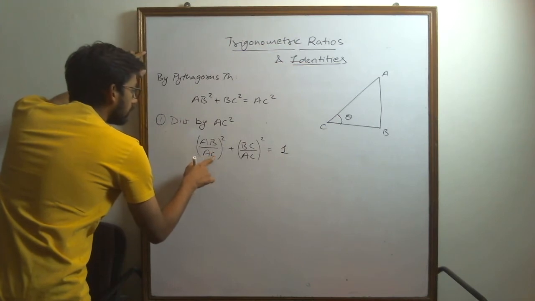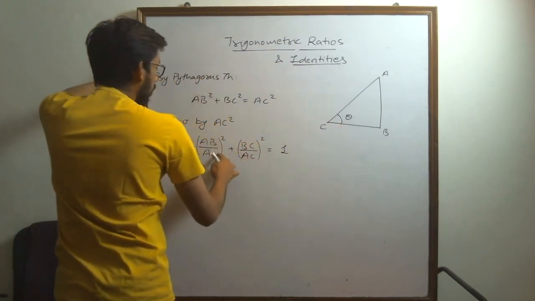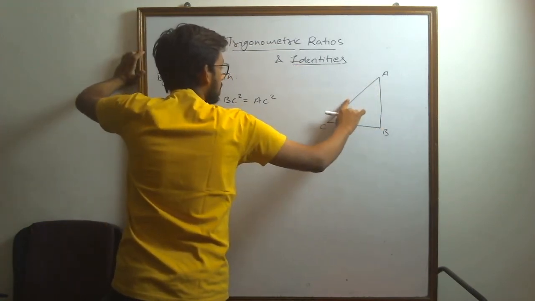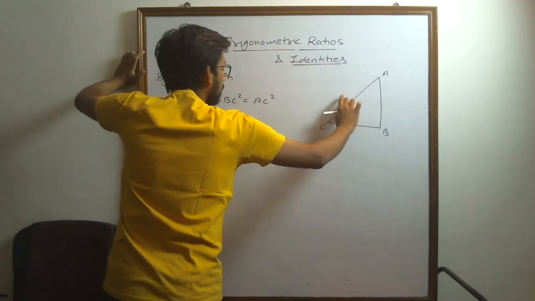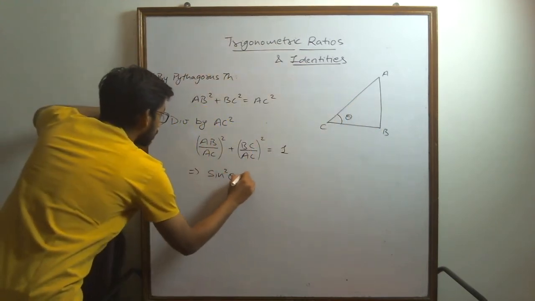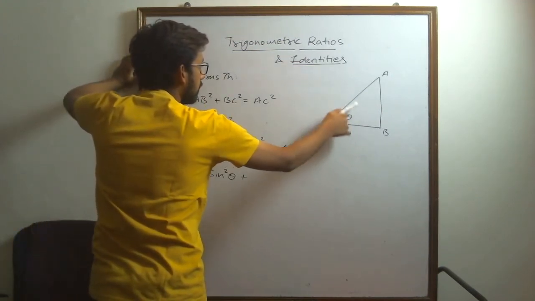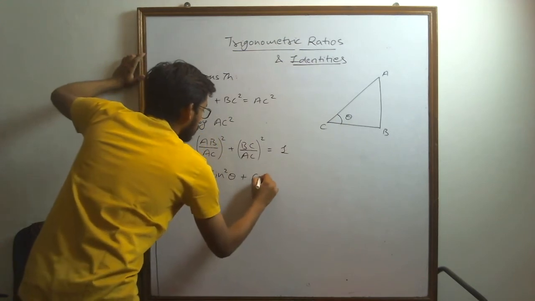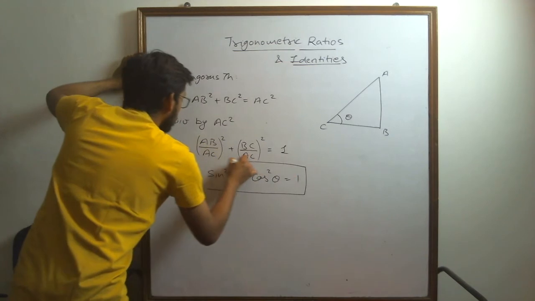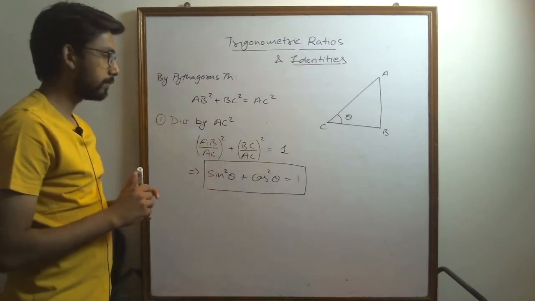Now from the triangle, let's see what AB upon AC is. For this angle, AB is opposite, AC is the hypotenuse. So opposite upon hypotenuse is sine theta. So this is sine square theta. BC upon AC is adjacent upon hypotenuse. So this is cos square theta. And this gives us the first identity, sine square theta plus cos square theta is equal to 1.